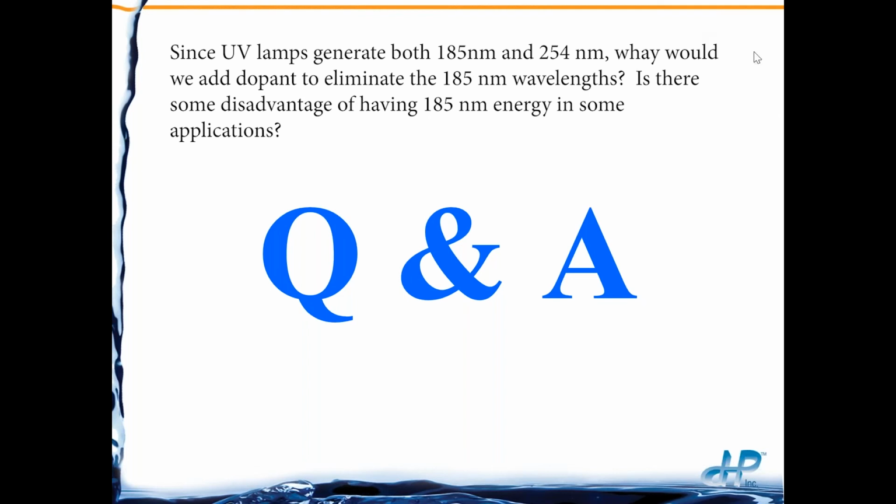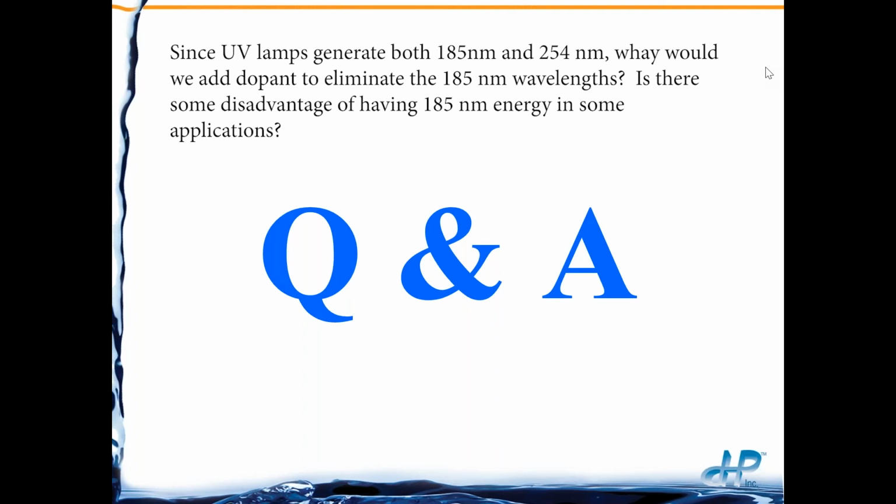While we're waiting for some more questions, this is David Paul. I thought I would respond to question 1 and 2. Question 1 was, why would you want to remove 185 nanometer, to put the dopant into the lamp quartz so that the 185 doesn't come out? Now, again, this is a low pressure application when we were talking about that. And Dan's been talking about medium pressure.